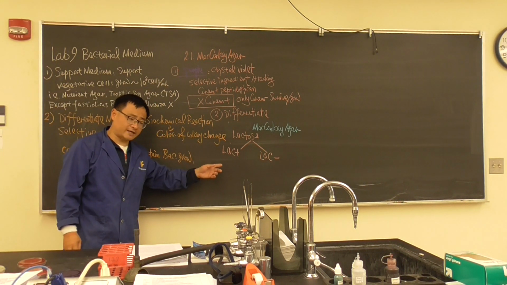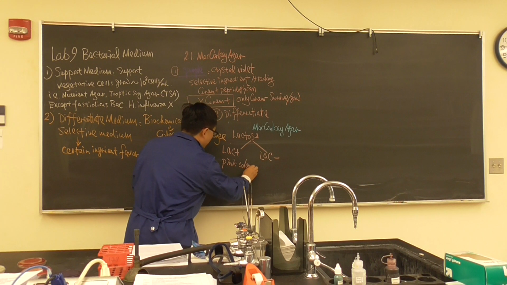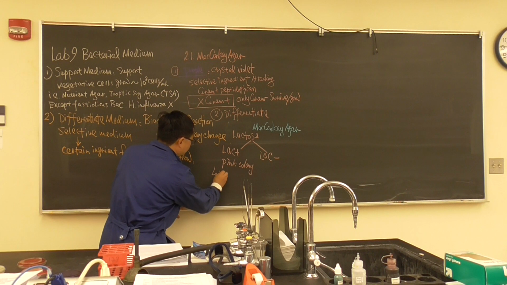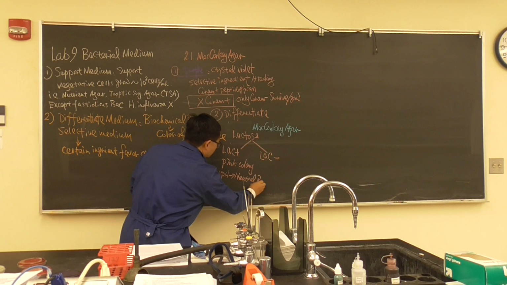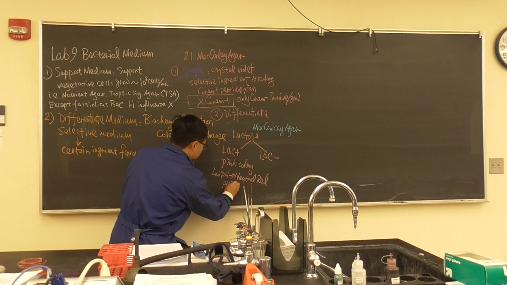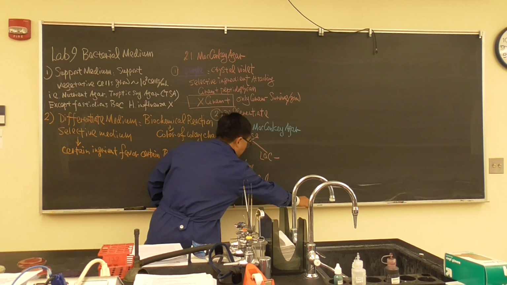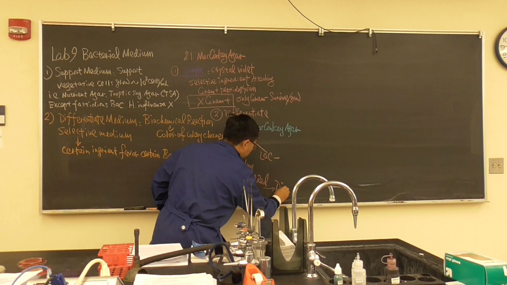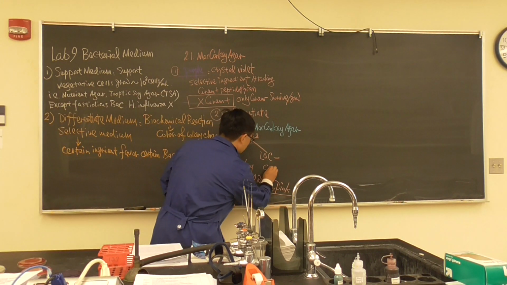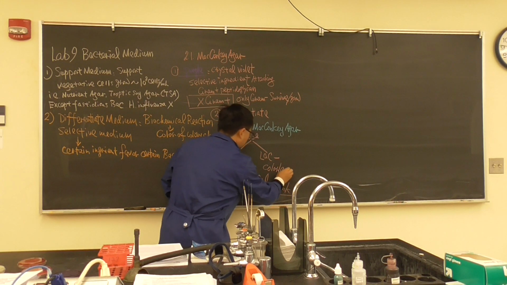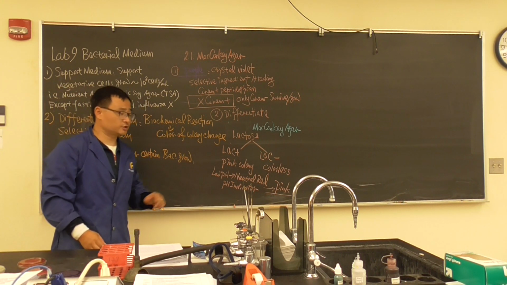If the bacteria cause lactose fermentation positive, this is a pink colony. Why? Because they'll generate low pH and you have a neutral red as a pH indicator, and it turns pink color. And the lactose fermentation negative, it's basically colorless. That is important, okay? That's why it's a differentiated media.